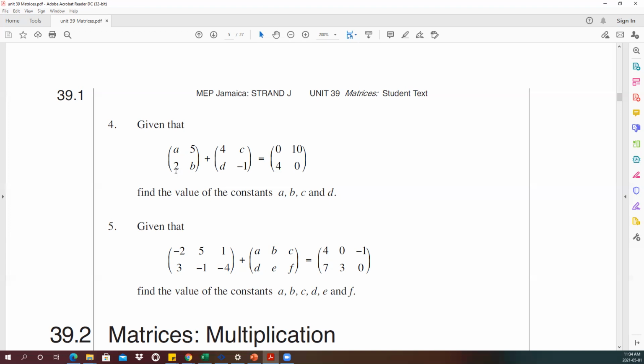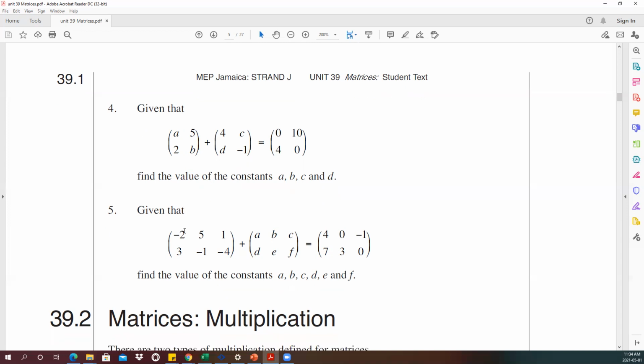Let me see what else. B plus minus 1 is equal to 0. That means B equals 1, because 1 minus 1 is 0. So you get the gist, right? Nothing too difficult to go through.